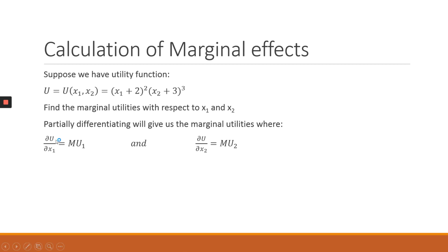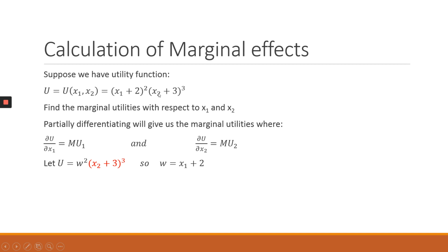So we can write our functions as the partial derivative of u with respect to x1 will give us the marginal utility of x1, or the partial derivative of u with respect to x2 will be equal to the marginal utility for x2, right? So when we look at our function, there's 2 functions in it. The first one only has x1, and then the second one only has x2, right?